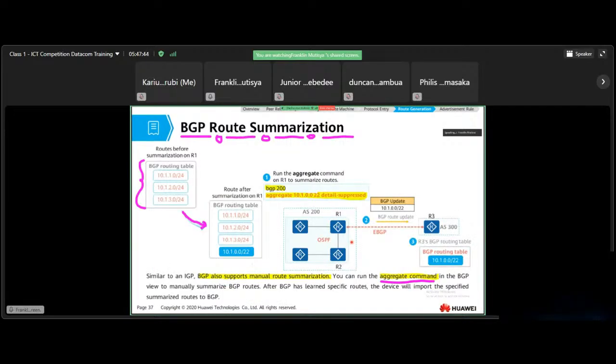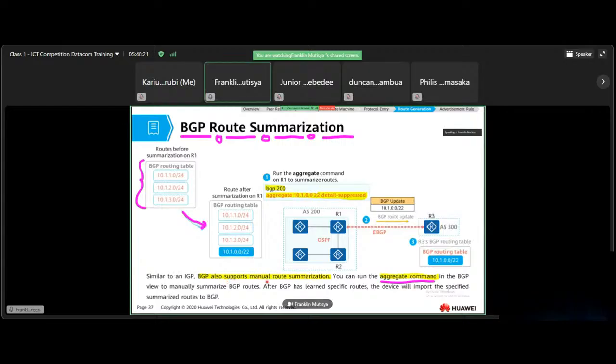So to summarize routes on BGP, we normally use a command known as the aggregate command. We say bgp, for example AS number 200, to select the BGP for AS number 200. Then you use the command aggregate, then you specify the aggregate, rather the summarized route. So you specify the network address and the mask length. Then you say detail-suppressed. So this is the command that is used to summarize routes on BGP.